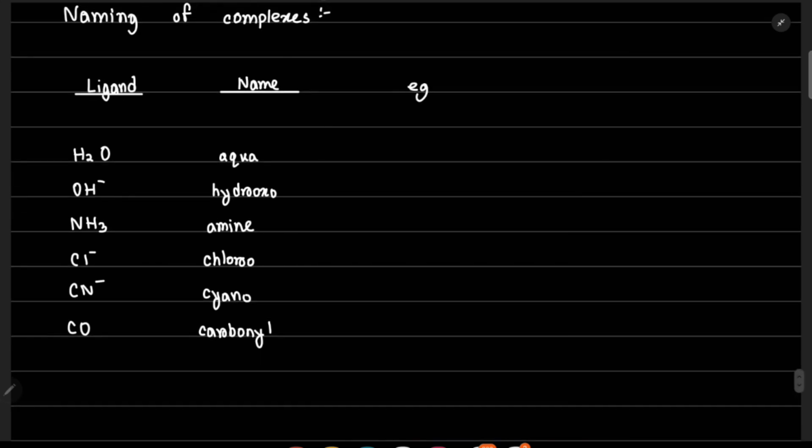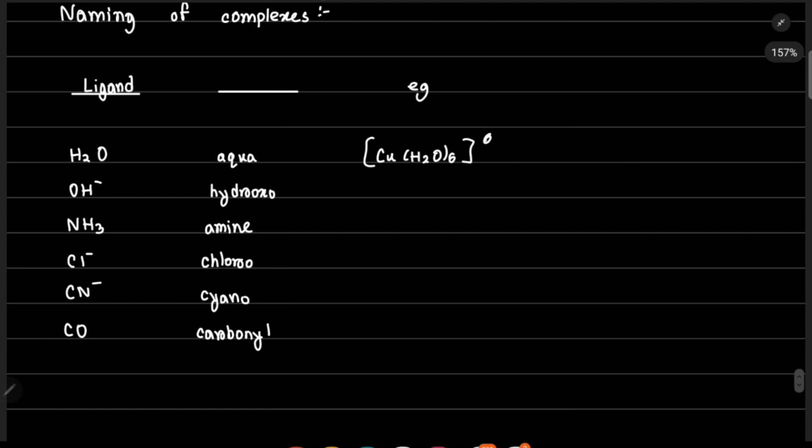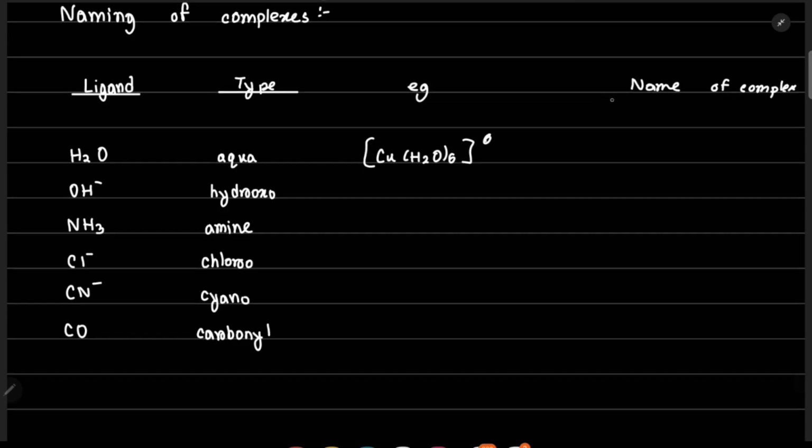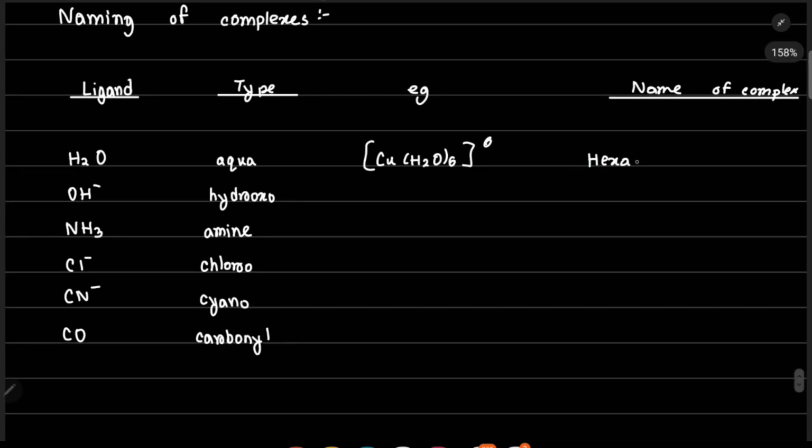We can have some examples. So we'll use the same example again of Cu(H2O)6. We can also call this the type of ligand. I'll not call it name because the name might be confused with the name of the complex. So for this we have 6 water. The prefix for 6 is hexa. So hexaaqua.